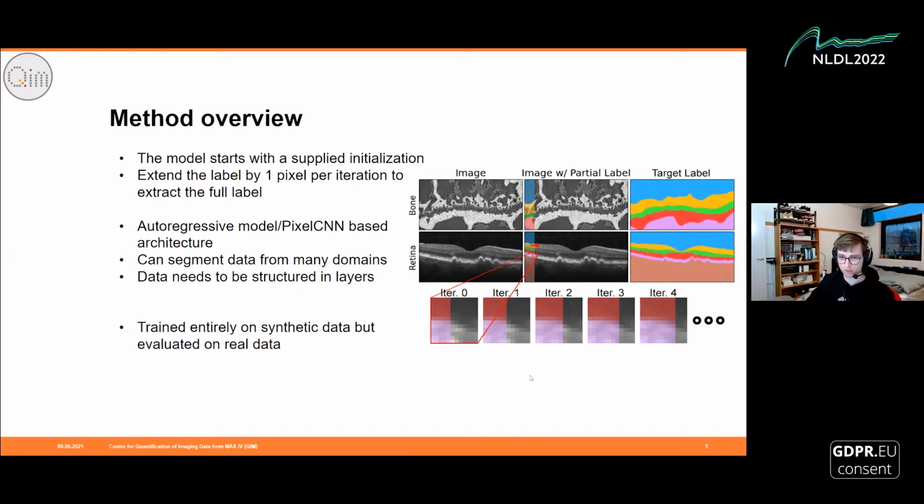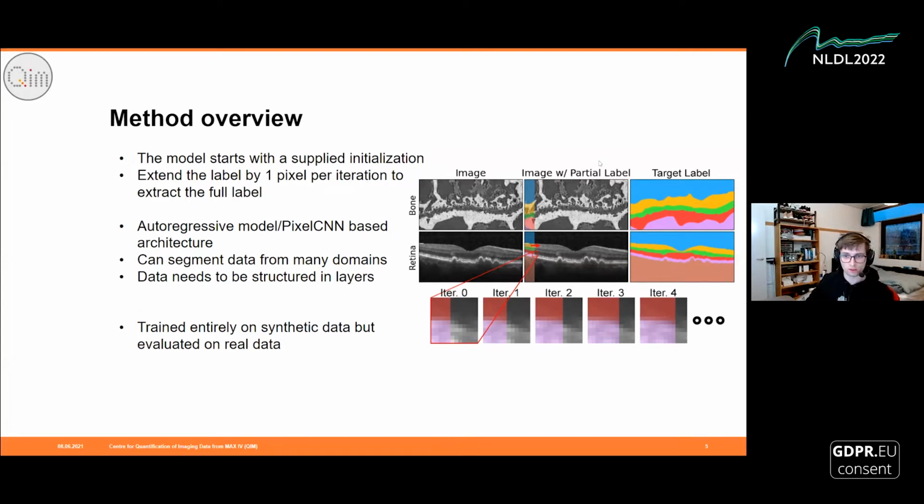This is an autoregressive model, meaning we are conditioning on the information that we give our network, and each time we pass this information through the network it will extend the label by 1 column of pixels, and we can do this until we extract the whole label.